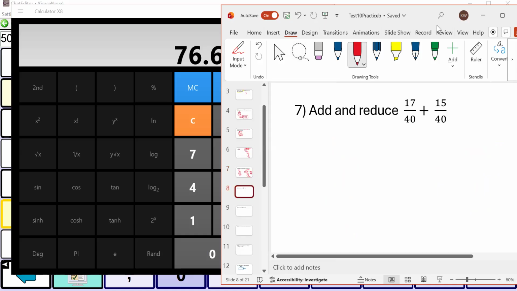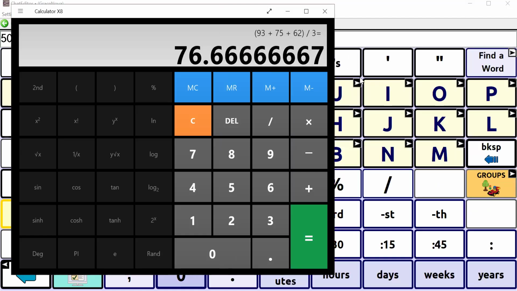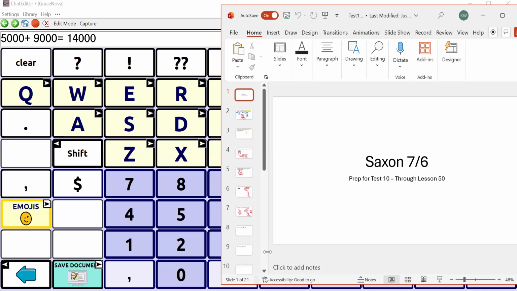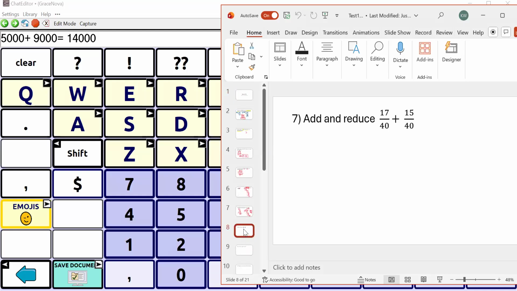We need to add and reduce. Oops. Oh no, I lost my PowerPoint. Losing it here. Let me go back to that. And then I have to go back to my Zoom to make sure I'm sharing the correct thing here. PowerPoint, share. All right, back to that. Get down to here. Where did we leave off? All right, add and reduce.